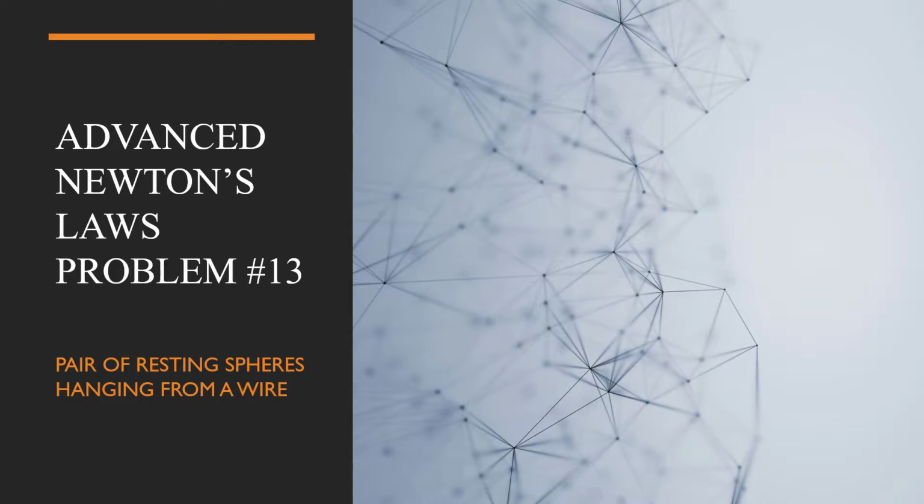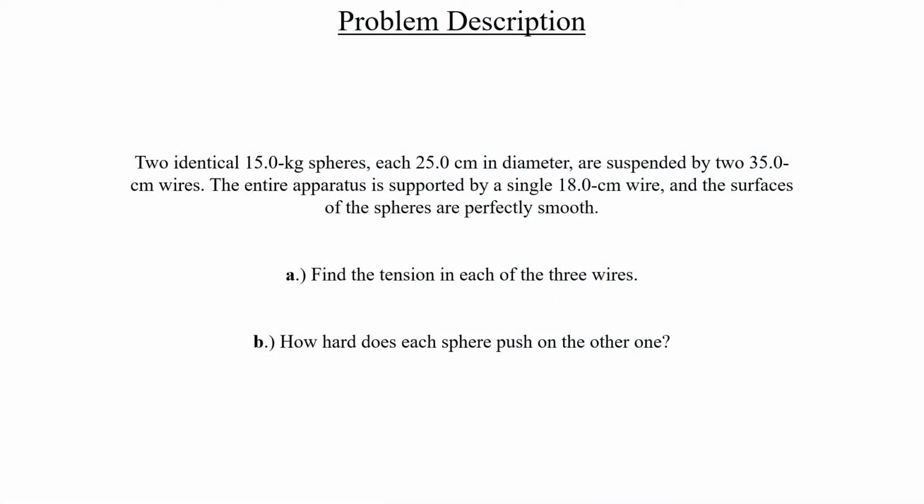And in this problem, that one is some geometry, some geometrical analysis. So to start off, here's what our description looks like. We have two identical 15 kilogram spheres, each 25 centimeters in diameter, that are suspended by two 35 centimeter wires. The whole apparatus is suspended by a single 18 centimeter wire, and the surfaces of the spheres are perfectly smooth, so we don't have to worry about any kind of kinetic friction interaction between them.